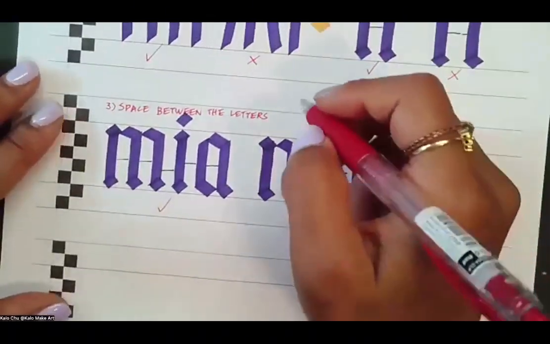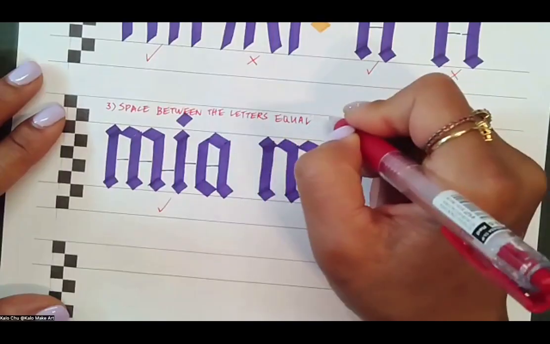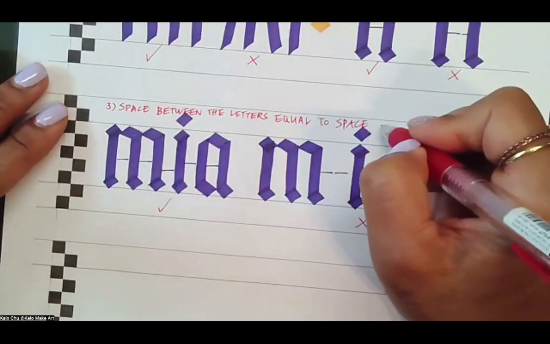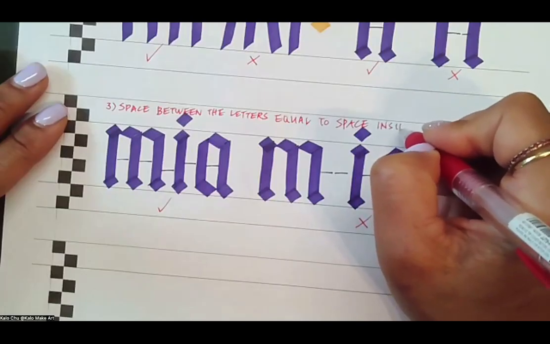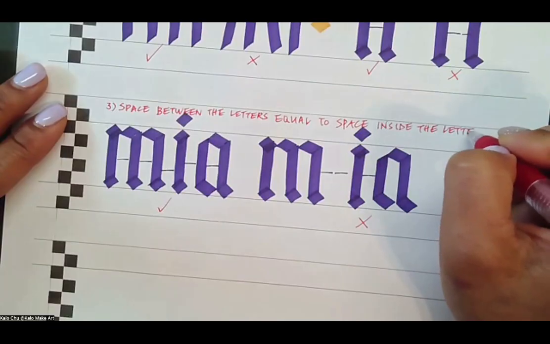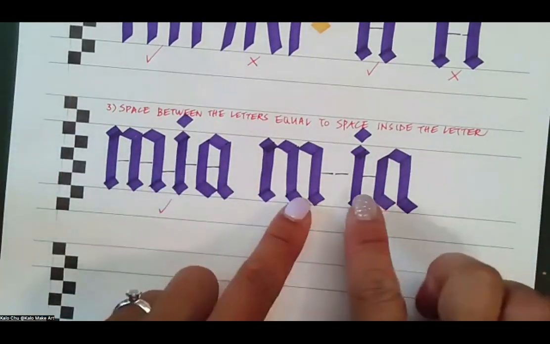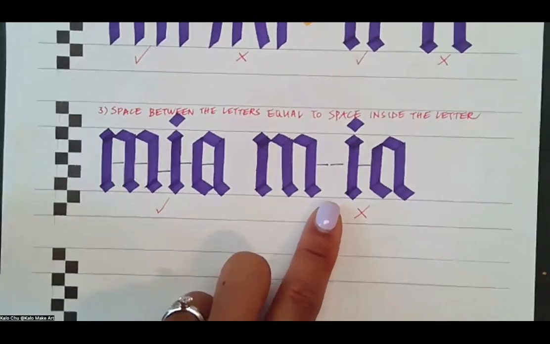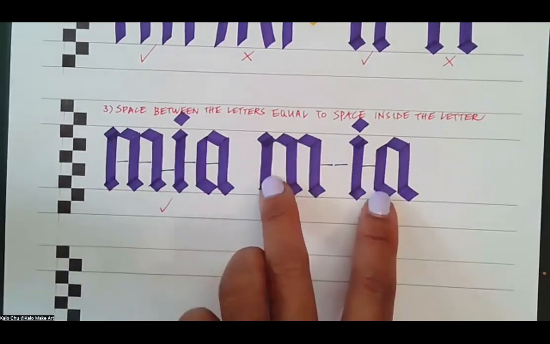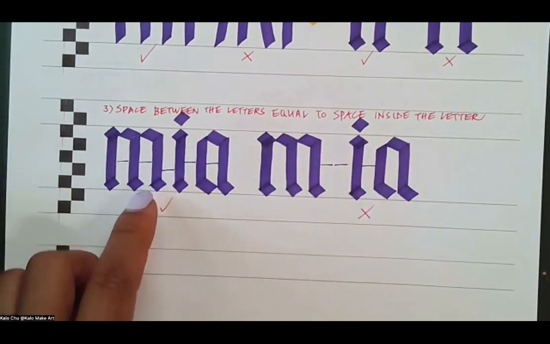So the spaces between the letters should be equal to the space inside the letter. Now remember the historical part is you can compress them, right? So that's why we can't leave such a white space. But first of all, it's not legible, it obviously doesn't look like they belong to one word. So that's why we want to keep that spacing consistent with one pen width.